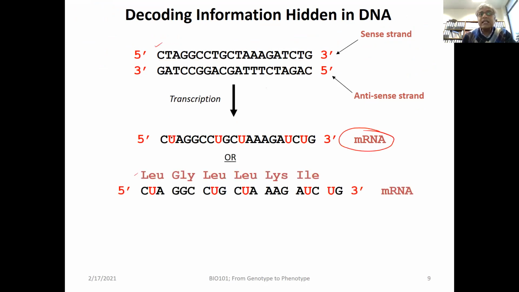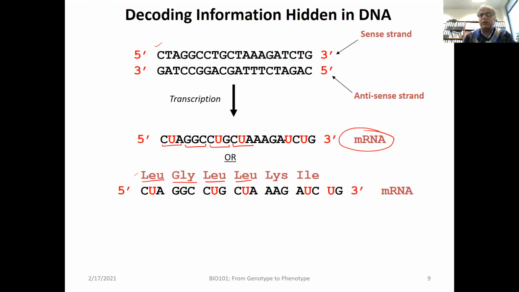Now, there is a code. CUA encodes leucine. GGC encodes glycine. CUG encodes leucine. So each triplet encodes a specific amino acid.